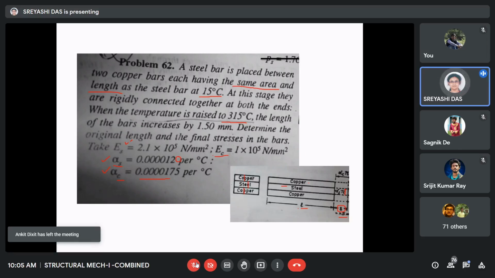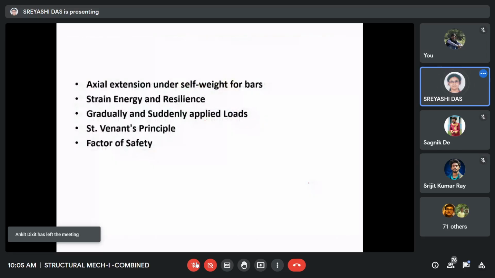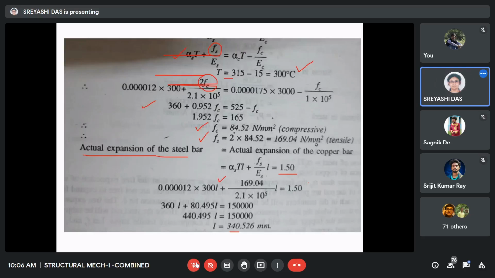So in the next class, we will do the other part: axial extension under self-weight of a bar, strain energy, and gradually and suddenly applied loads. All these things we will do in the next class.